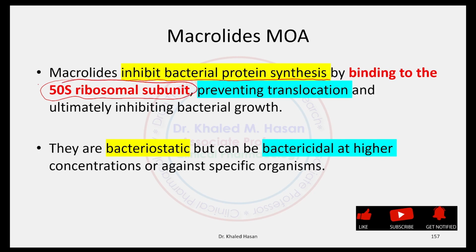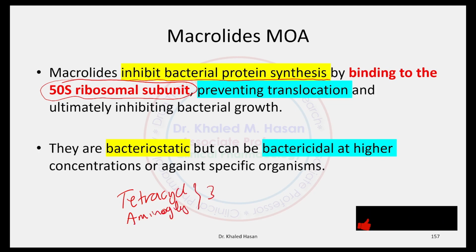Here we need to remember that if you go back to the previous lecture, we discussed tetracycline, and then we discussed the aminoglycosides. Both of them work on the 30S subunit. So let me make it clear: both of them inhibit protein synthesis by binding to the 30S subunit.